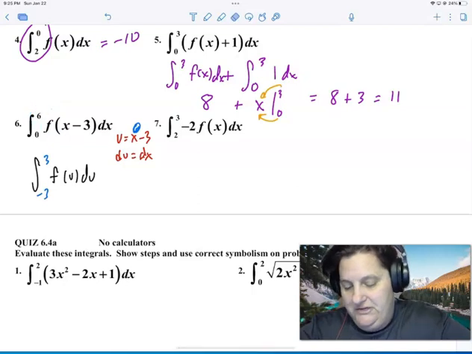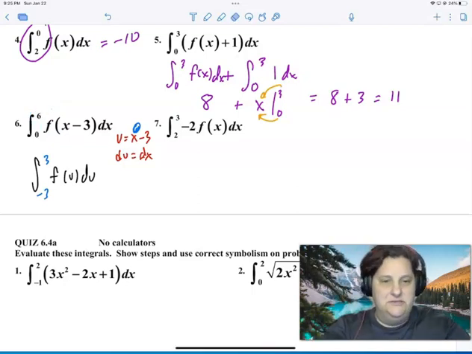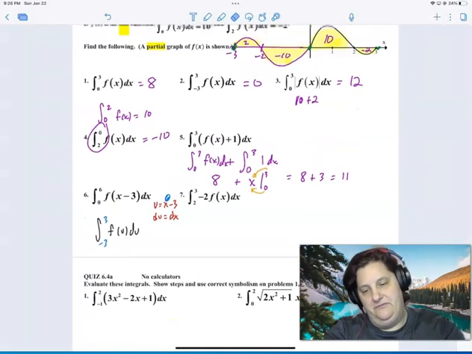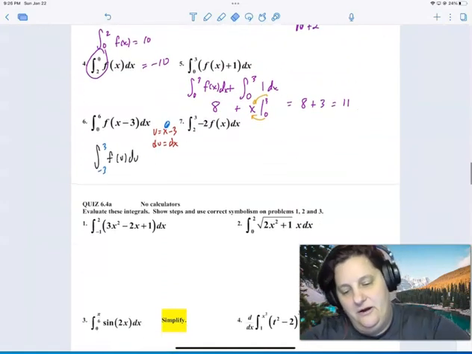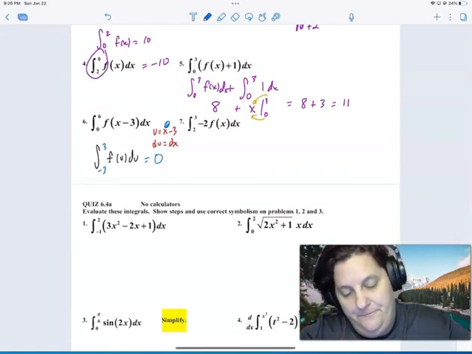And u is just a dummy variable, like x is a dummy variable. We could use whatever we want. So since the 0 to 6 is the same as saying negative 3 to 3, and negative 3 to 3, I already figured out that that integral was 0.